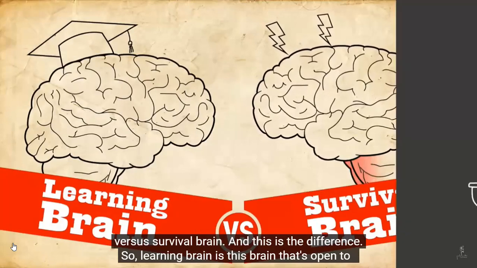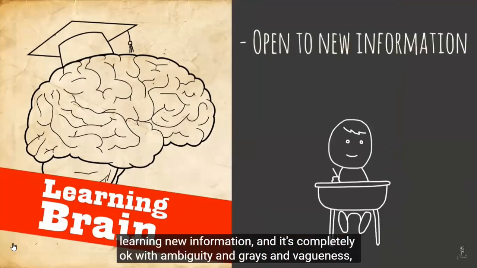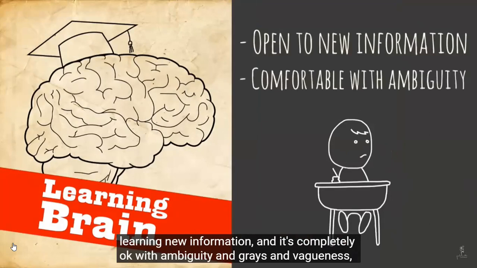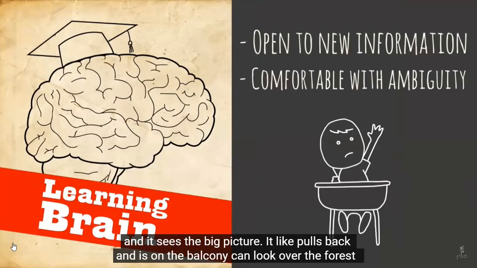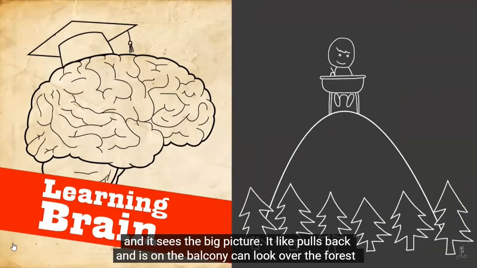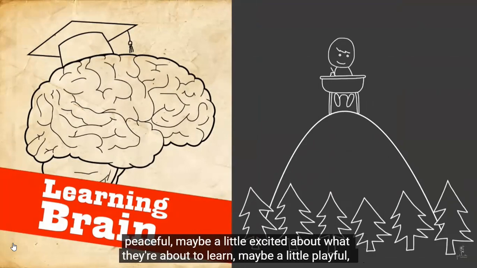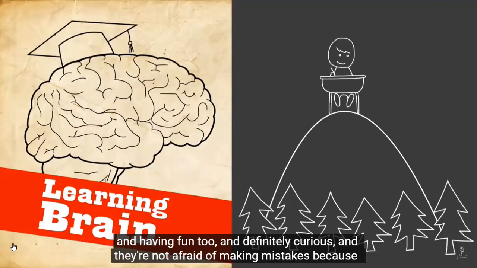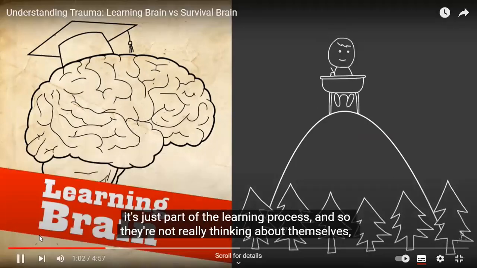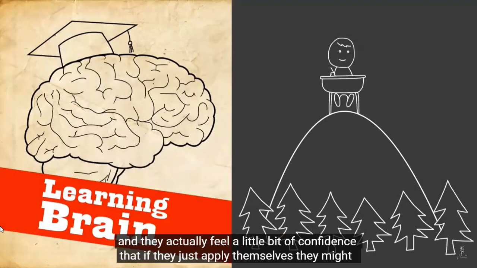So learning brain is this brain that's open to learning new information, and it's completely okay with ambiguity and grays and vagueness, and it sees the big picture. It pulls back and is on the balcony, can look over the forest and figure out what's going on. On an emotional level, people in learning brain feel calm, peaceful, maybe a little excited about what they're about to learn, maybe a little playful and having fun too, and definitely curious. And they're not afraid of making mistakes because it's just part of the learning process. And so they're not really thinking about themselves. And they actually feel a little bit of confidence that if they just apply themselves, they might pick up what they're trying to learn.